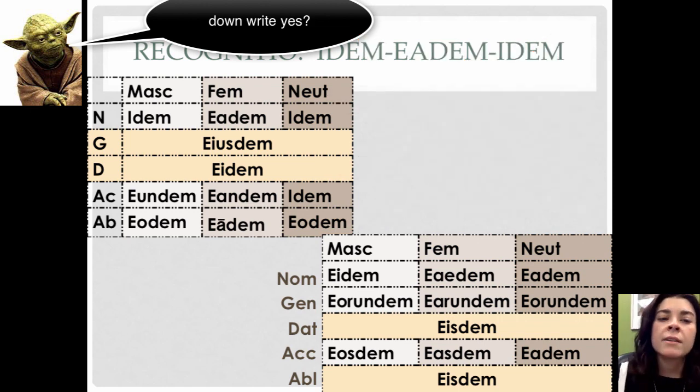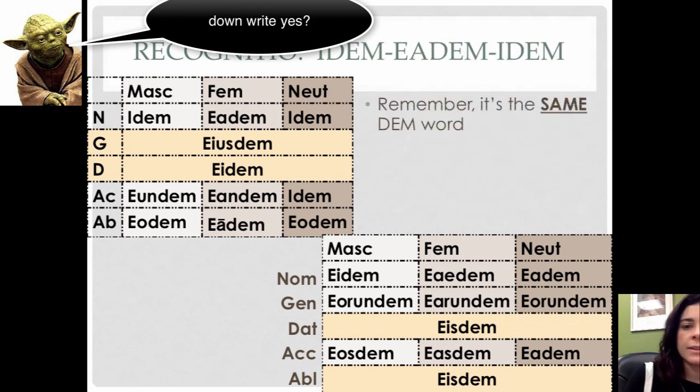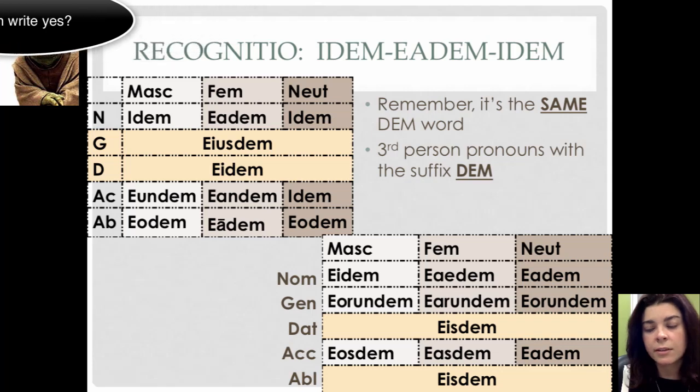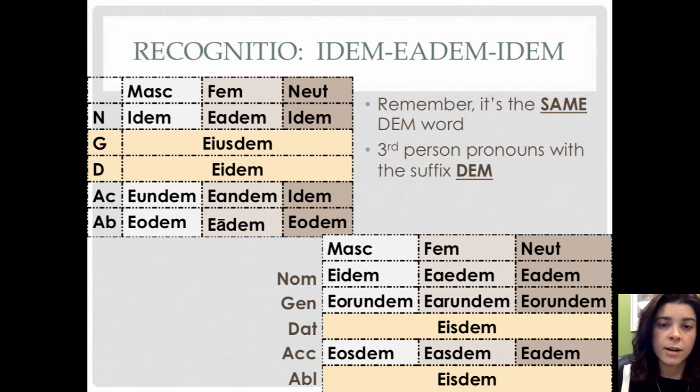Okay, so now let's take a look at this. First, it's important to remember that this is the same dem word. So the word always is going to end in dem, no matter what case it is. The way that you tell the case is by the pronoun that's attached to the dem. So it also will help you take what the word means with you as well, because this word means the same. So idem, eadem, idem, it means the same.